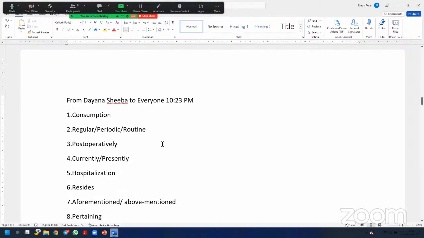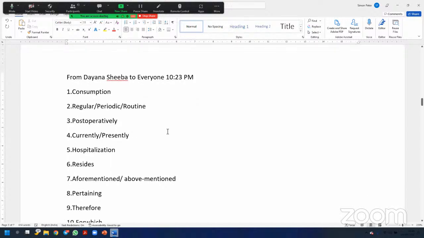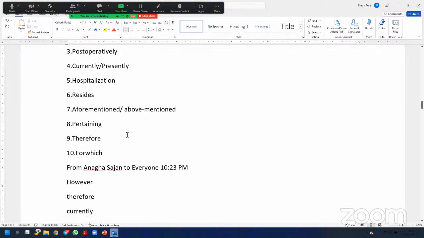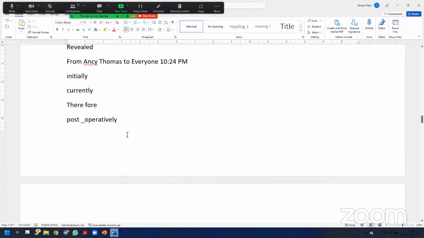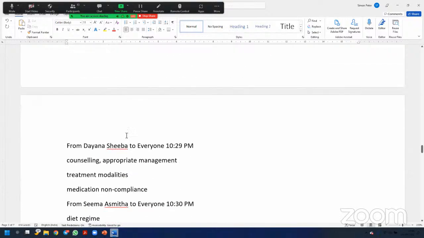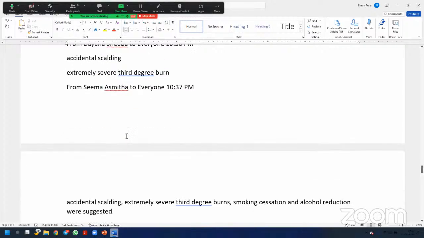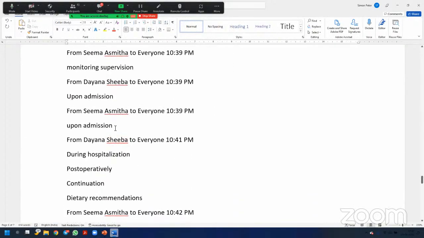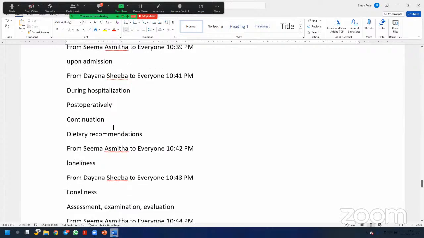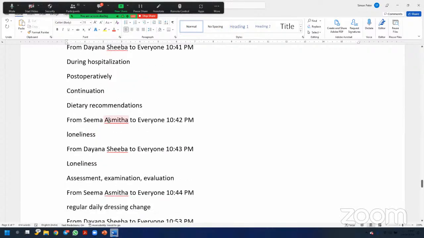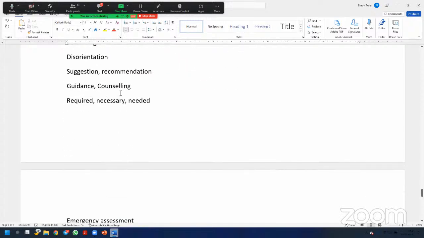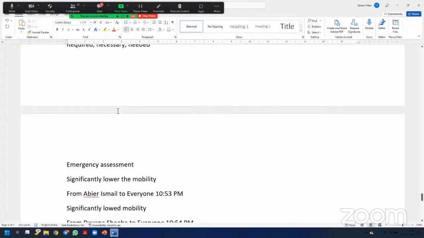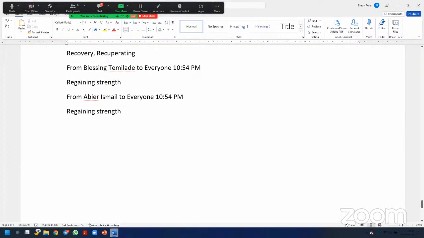So a lot of words are there. I'll put these words in the Telegram channel later, or I'll print this one and give it to you. Upon admission. So this should come in the beginning. Post-operatively, during hospital. Okay, fine. Very good. Guidance, counseling. Okay. Very good.